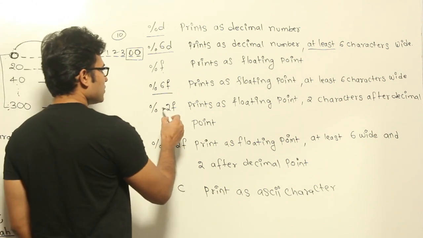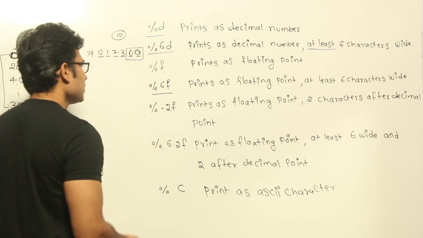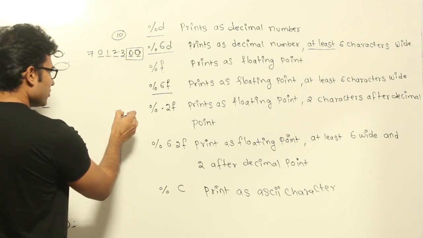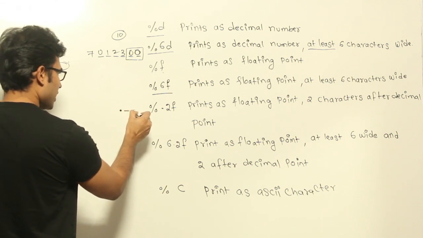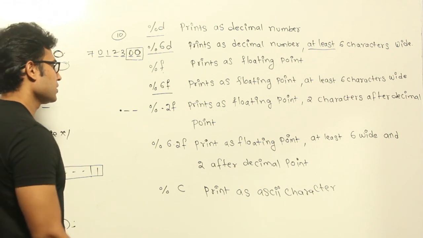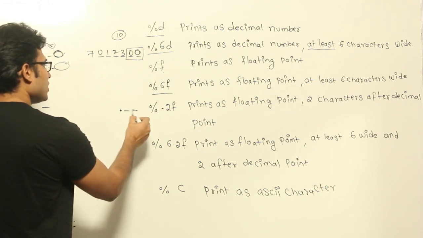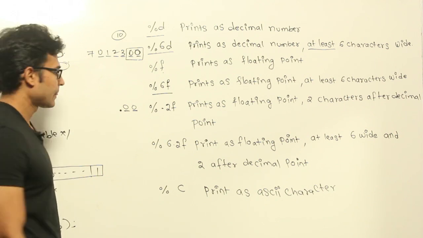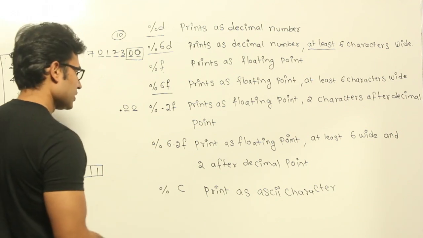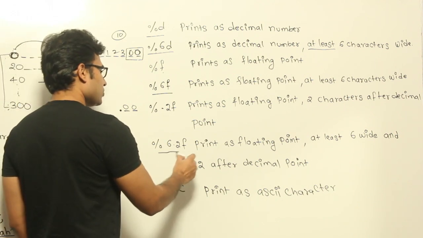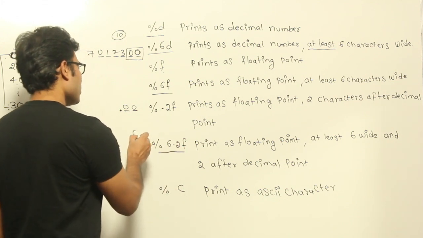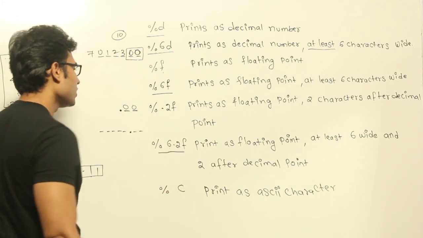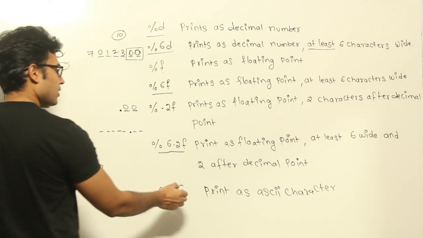And %0.2f means that in a floating point number, after the decimal point, you are supposed to have at least 2 characters, right? In case you don't have any characters there, it is going to just put 2 zeros. That is the meaning of it. And you can experiment with it, okay? And %6.2f means before the decimal point you are going to have 6 places, and after the decimal point you are going to have at least 2 places.